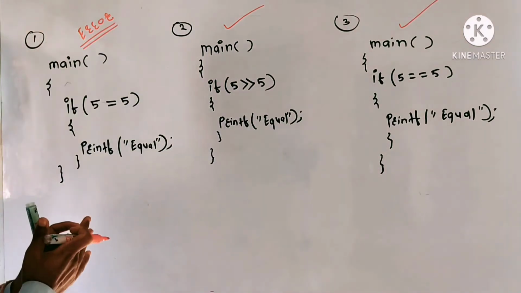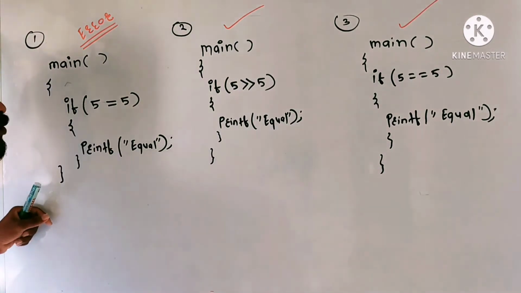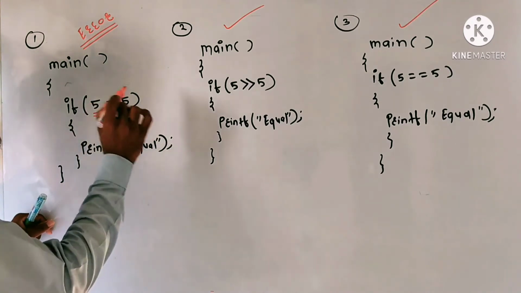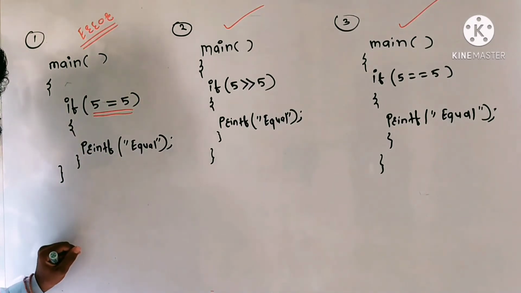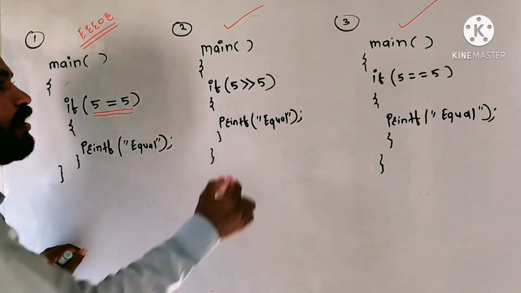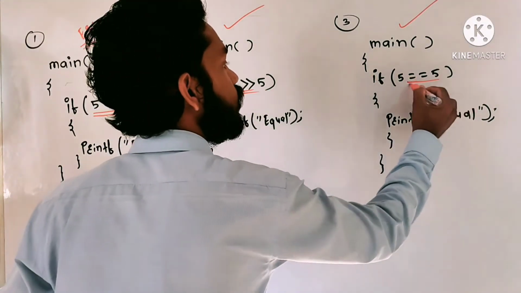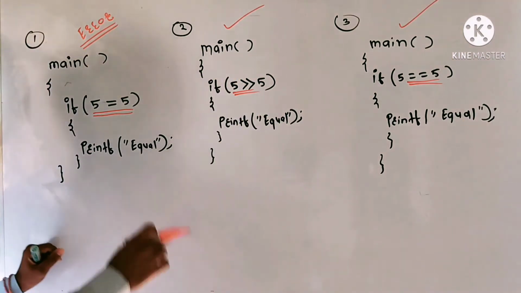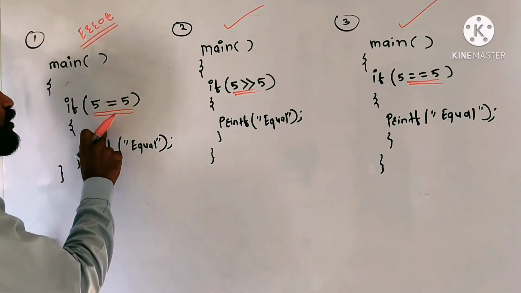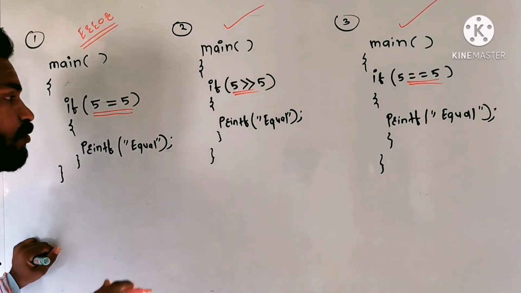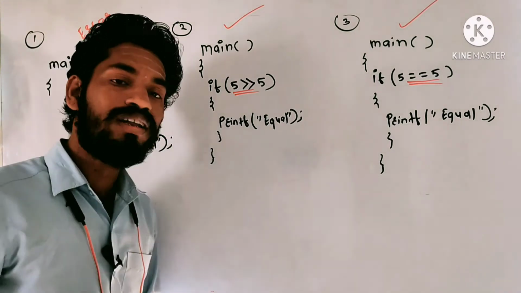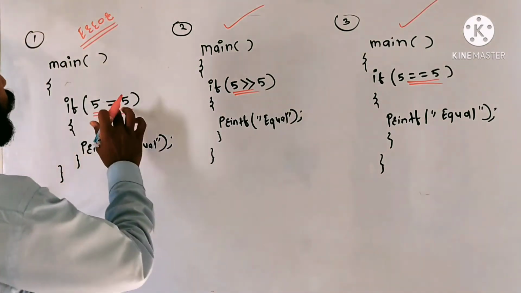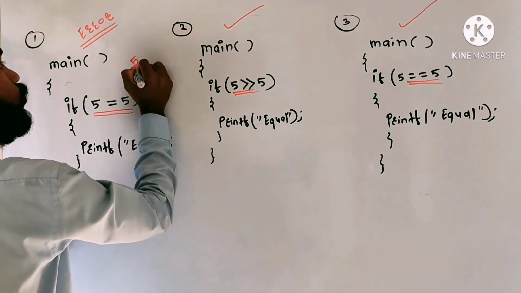The important point is that the error comes from the statement given in the if condition. These are all if conditions. Based on these conditions, the compiler will take decisions. Whatever we have passed in the condition, that is 5 equal to 5, because of that statement only we are getting the error. We will discuss why.